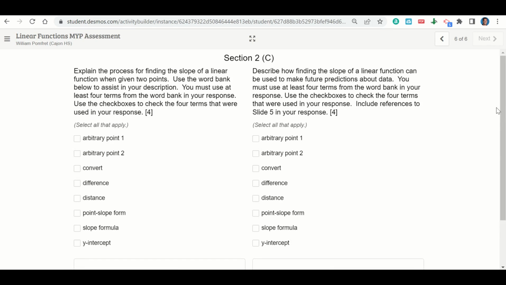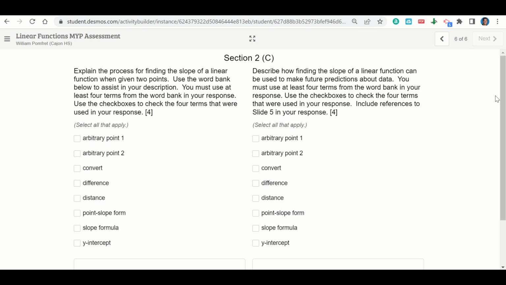Lastly, you're going to be asked to explain how we can use slope-intercept form and some of those concepts that we've learned in this unit to answer questions. So in this one it says, explain the process for finding the slope of a linear function when given 2 points. It says use the word bank to assist. So these are our words. And it says you must use at least 4 words from the word bank in your response. Use the check boxes to check the 4 terms that were used.